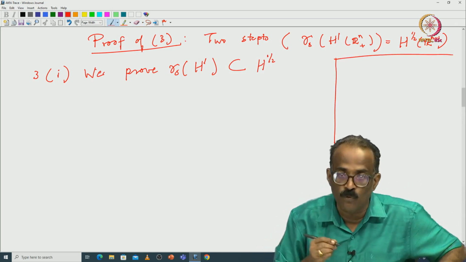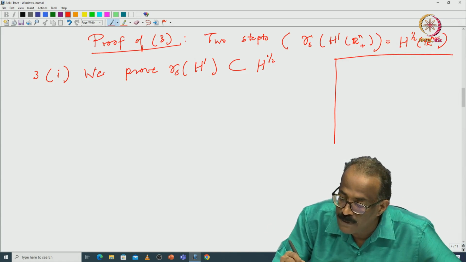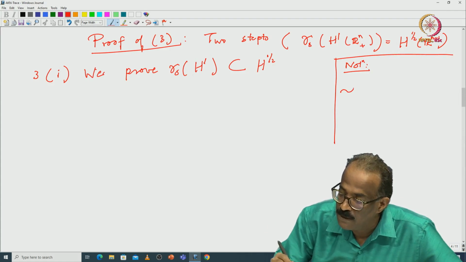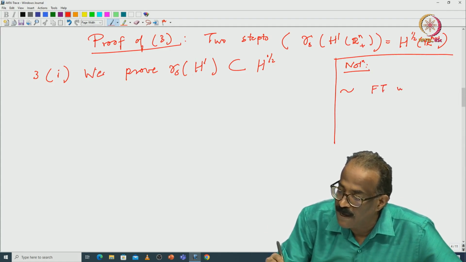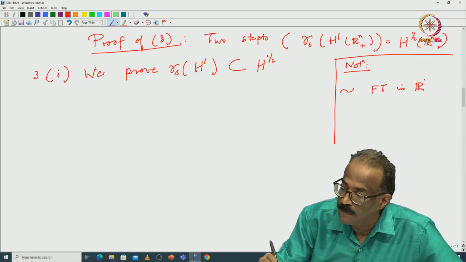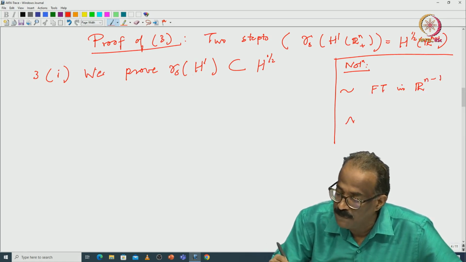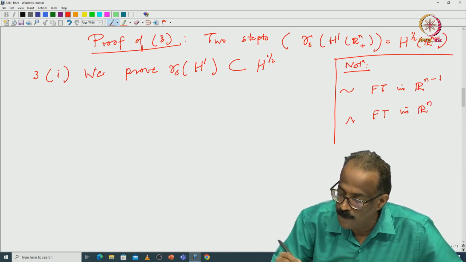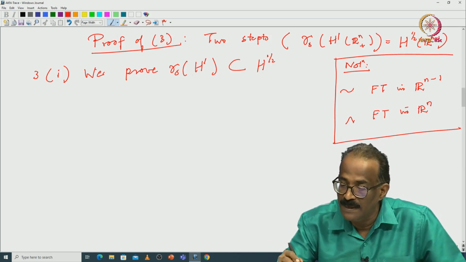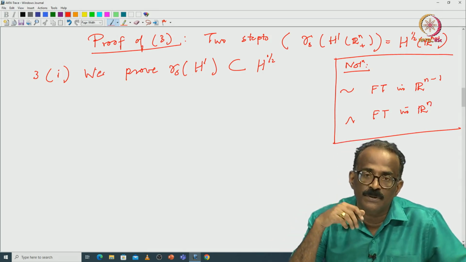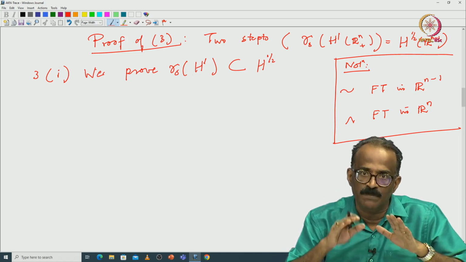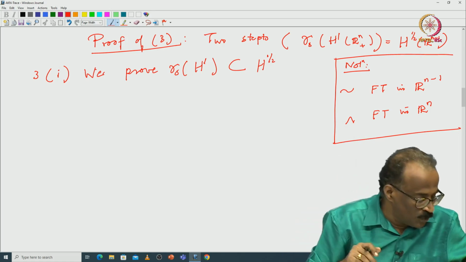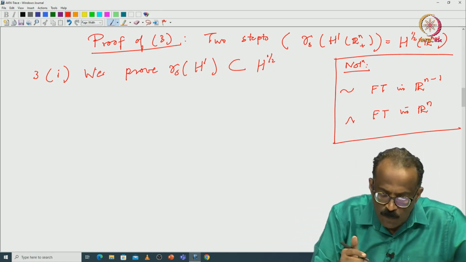I am going to use the Fourier transform. So, I will use the notation: we use tilde for the Fourier transform in Rn minus 1, okay, and hat we use for the Fourier transform in Rn, okay, these 2. So, do not get confused with the tilde we used for extension. This is only for this particular proof, for a couple of lectures, okay, otherwise tilde is generally used for that one.